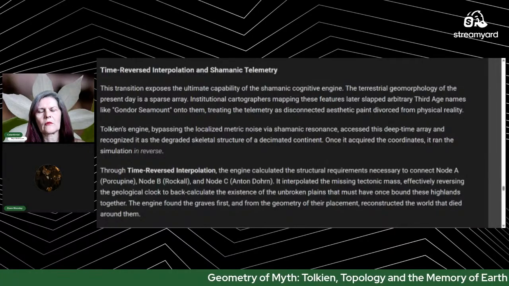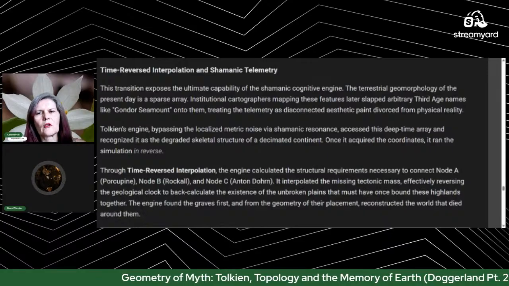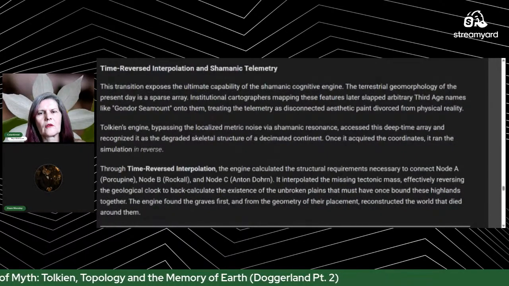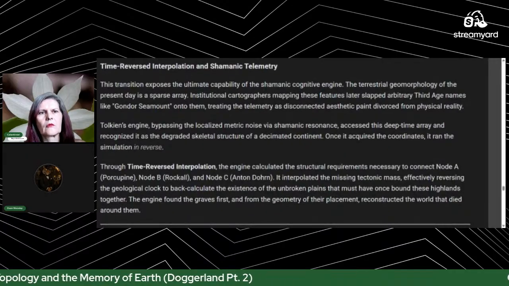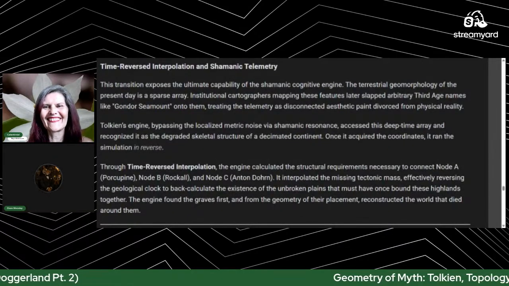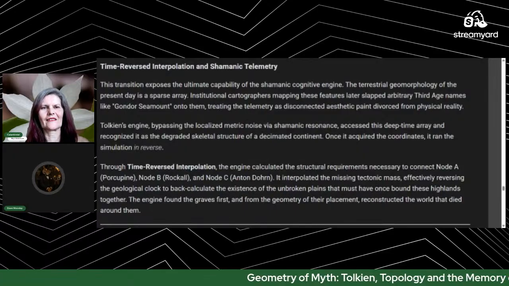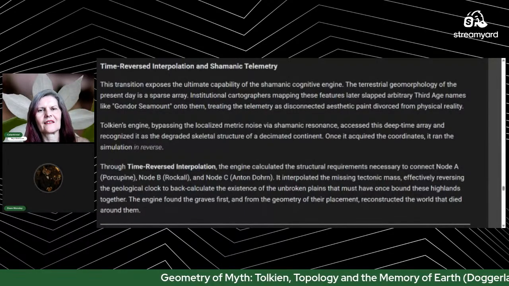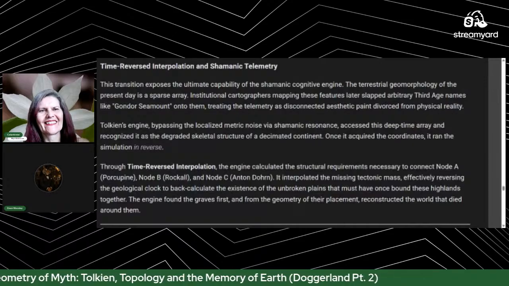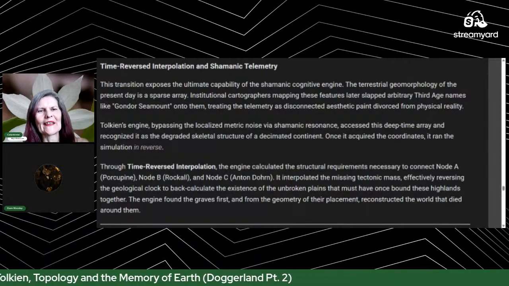So the terrestrial geomorphology of the present day is a sparse array, and that's the islands that we showed above. Institutional cartographers mapping these features later, this is what I talked about, later slapped arbitrary Third Age names like Gondor Seamount onto them, treating telemetry as disconnected aesthetic paint divorced from physical reality. And that's what I was talking about, geek culture, because that's what they do.